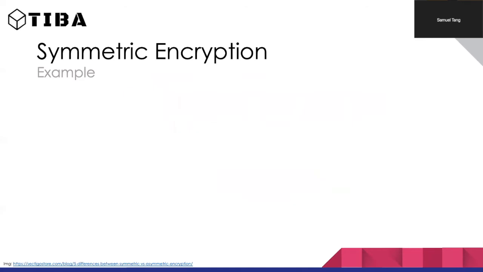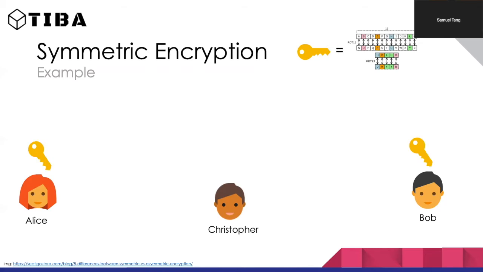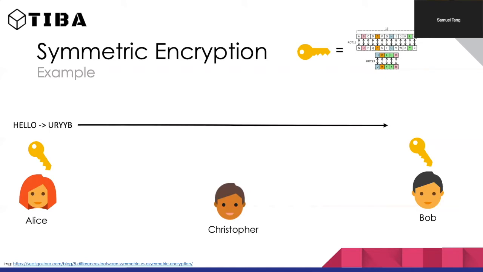So now, let's say we have three people, Alice, Christopher, and Bob, right? And the key here is the mapping table that we talked about in the last slide. And only Alice and Bob have the key. So now Alice wants to send a message, let's say hello, to Bob. So Alice uses the key to encrypt hello to URYYB and sends that URYYB over to Bob, right?